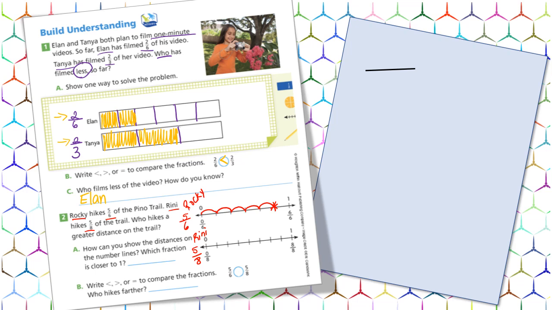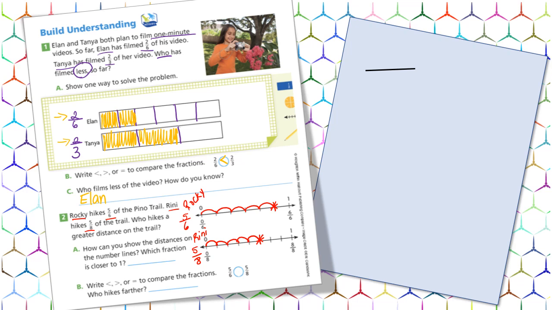I notice that my numerator is the same, so I'm going to also make 5 jumps. But as I make these 5 jumps, boys and girls, I want you to take a look at the size of each of the jumps that I'm making. So we start at 0/8. 1 jump is 1/8. 2 jumps is 2/8. 3 jumps is 3/8. 4/8. And the last jump, 5/8. So Rini is that far into the trail.